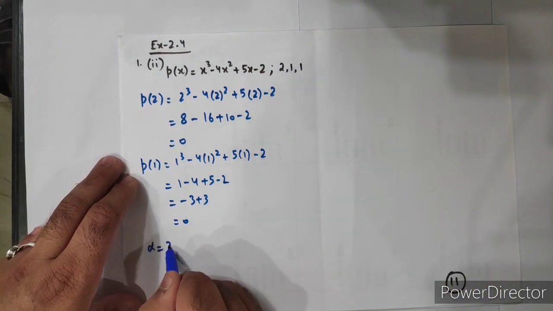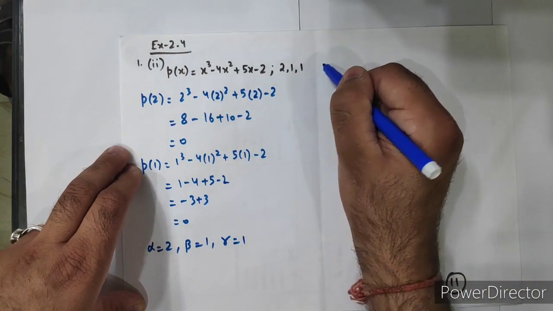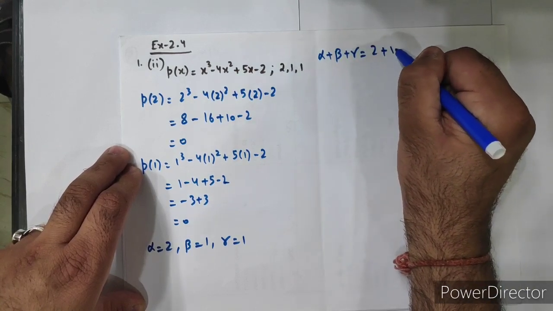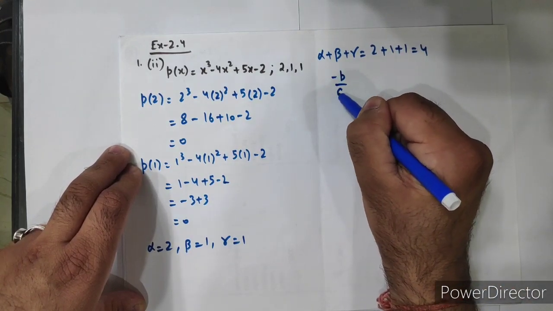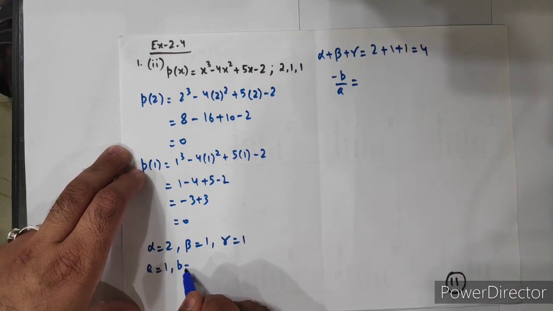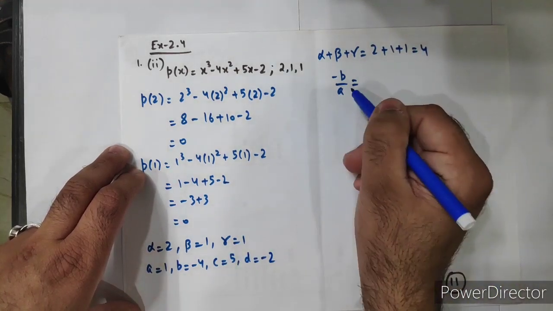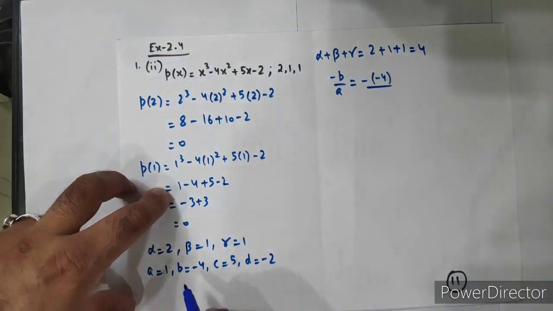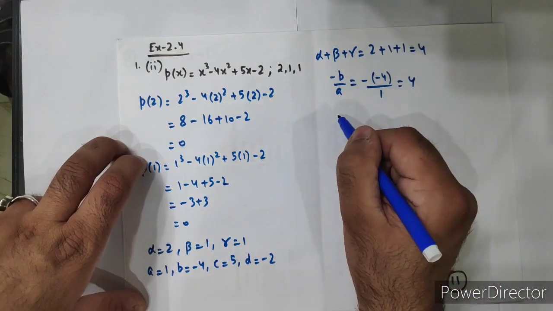So alpha is 2 here, beta is 1 and gamma is also 1 because it is the same. Now we have the sum alpha plus beta plus gamma, which is 2 plus 1 plus 1, which is 4. Now we have minus b upon a. Before that, let us write a, b, c and d here. a is 1, b is minus 4, c is 5 and d is minus 2. So minus b upon a will be minus of minus 4 upon 1, which is the same as this. 4 and 4 are equal.